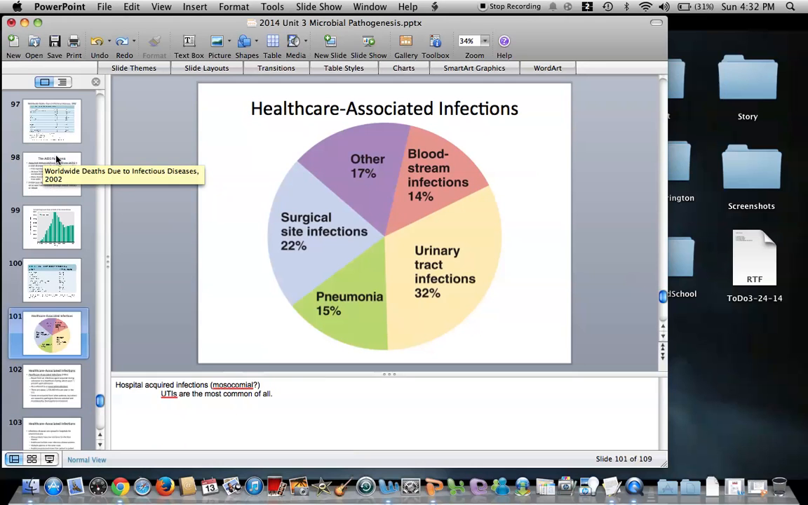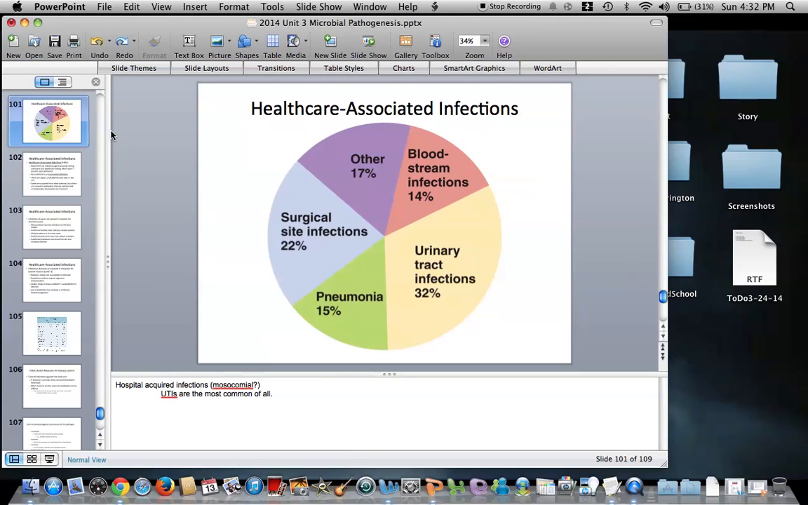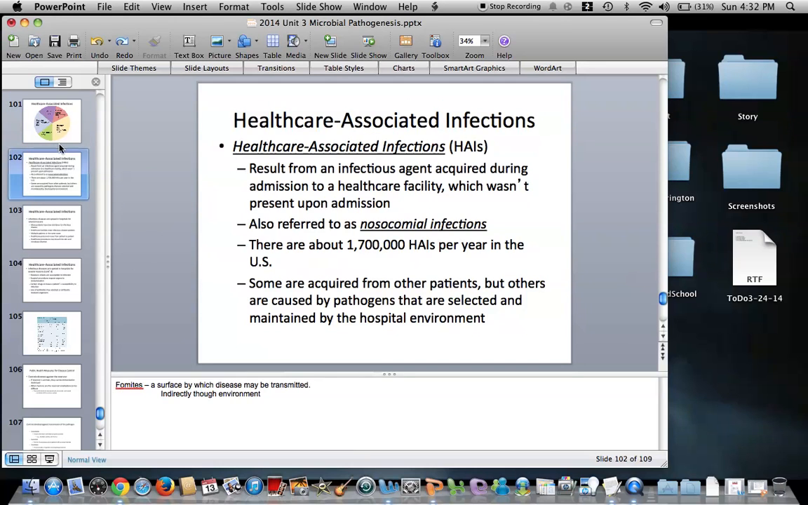Alright, healthcare associated infections. These are the most common antibiotic resistant infections. So these are called nosocomials. I missed what the actual word was. Something like that is the fancy word. But by far the most common are urinary tract infections, and then surgical infections. These HAIs, they usually have something that wasn't present upon admission. Nosocomial, that's the word I was looking for.